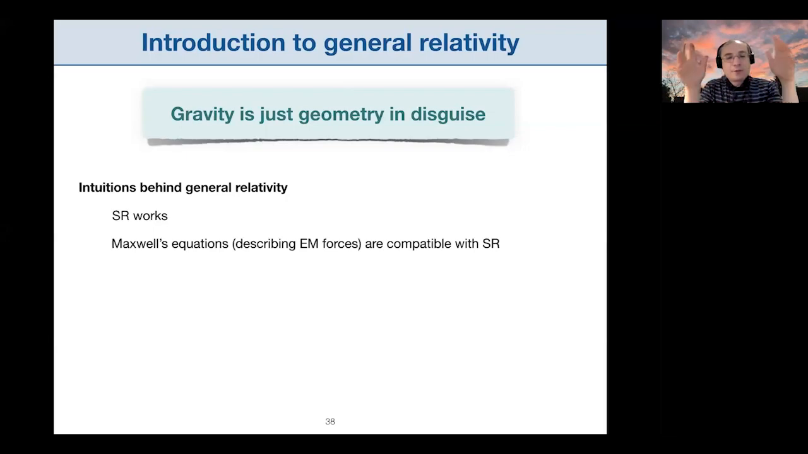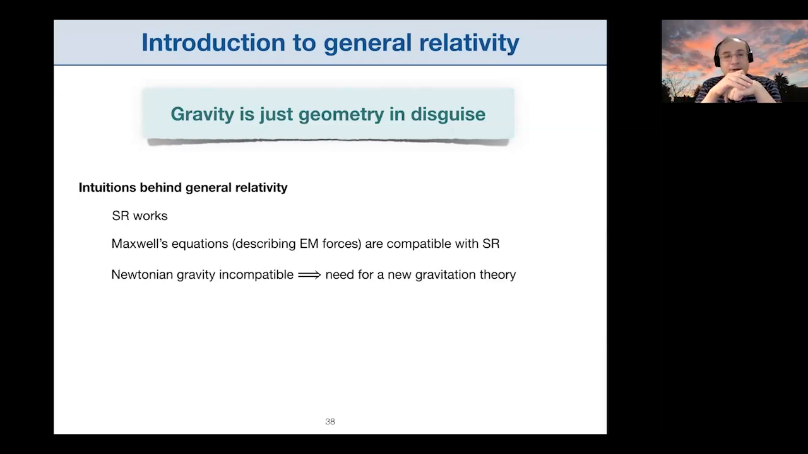We know that Maxwell's equations describing electromagnetic forces are compatible with special relativity. In fact, it's more than that. It turns out that basically special relativity was designed to keep the speed of light and Maxwell's equations invariant. So unsurprisingly, the Maxwell equations are exactly compatible with special relativity.